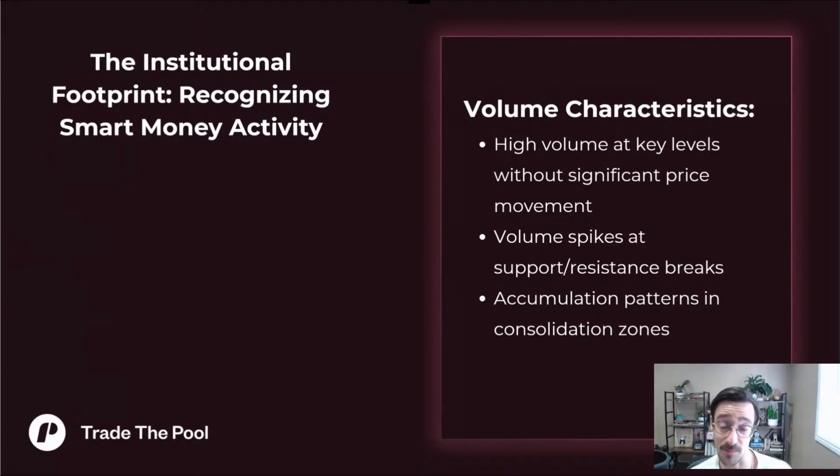If institutions are stepping in to buy at a certain level, we might see high volume as people continue to sell into it.